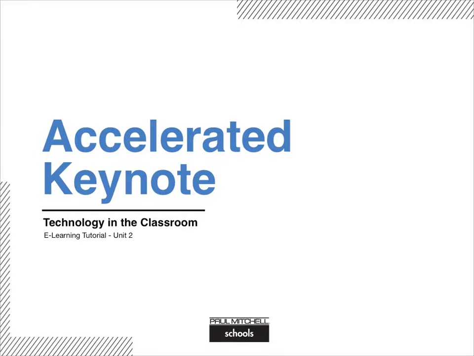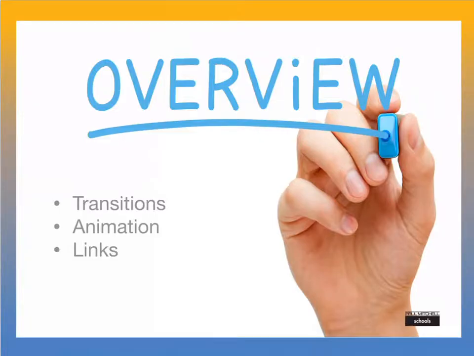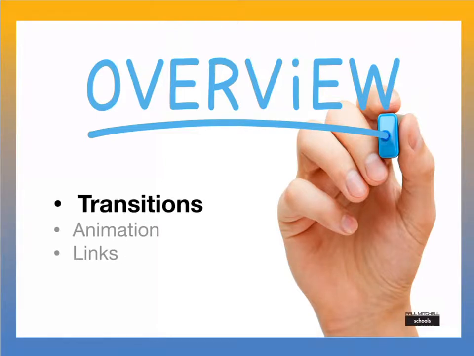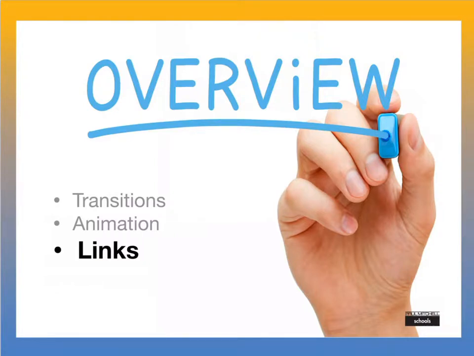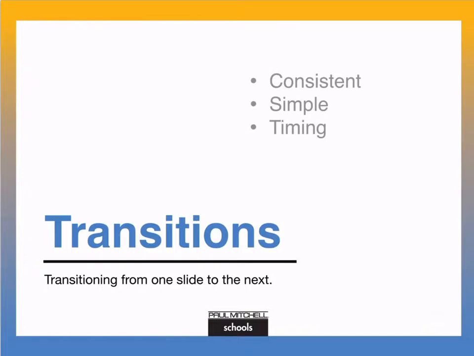Welcome to Unit 2 of our e-learning course, Technology in the Classroom. In this lesson, we will be talking about some of the advanced features that you can utilize within your Keynote. Some of the topics we will cover include transitions, moving creatively from one slide to the next, animations, adding movement into our slides, and links, adding a YouTube video or a web page.